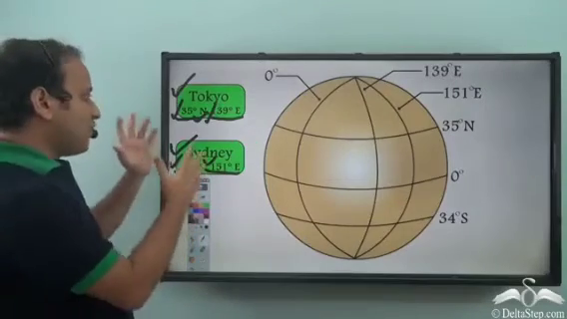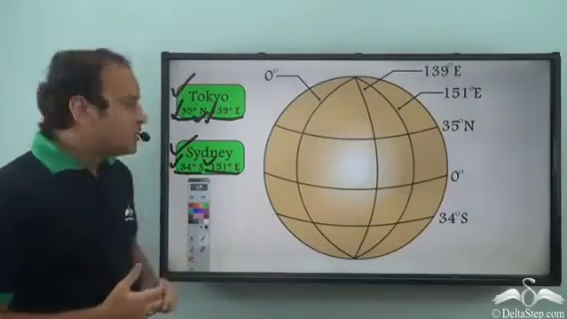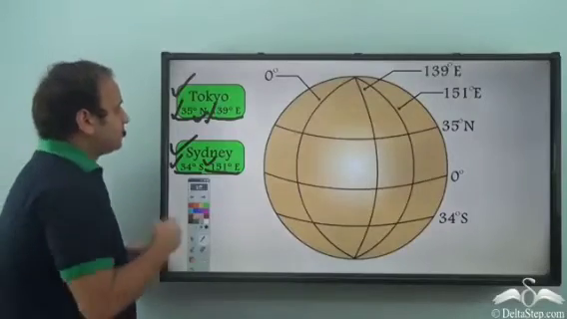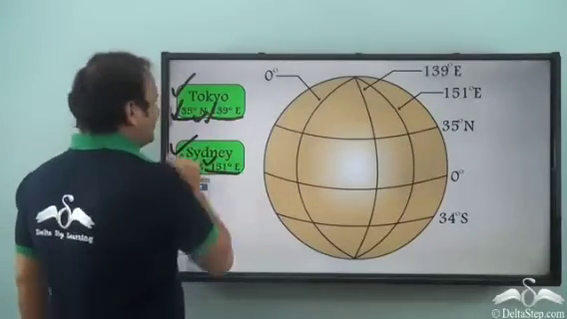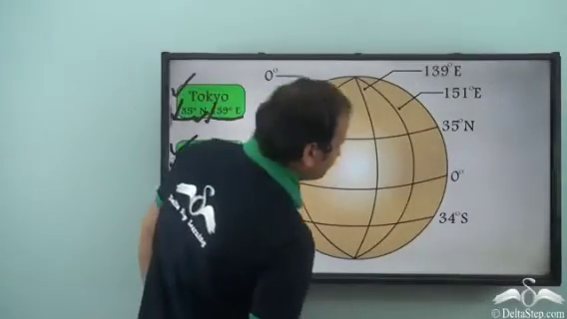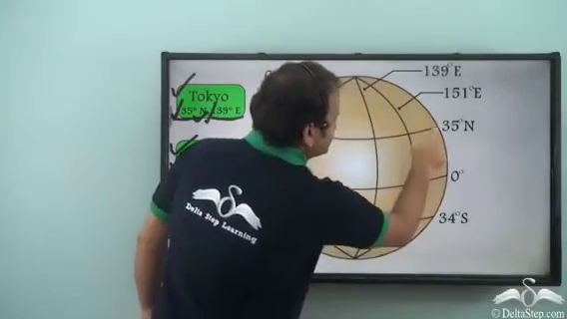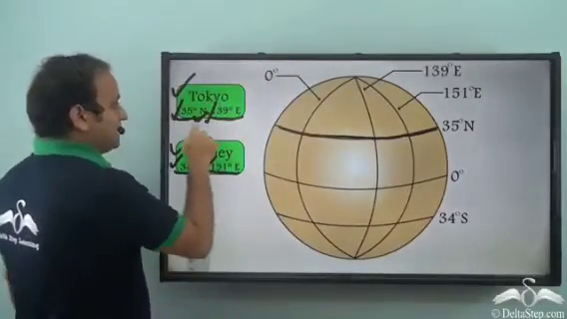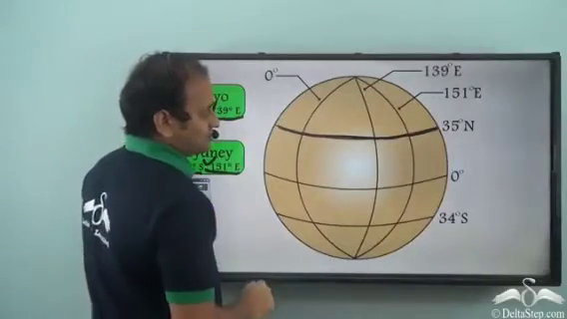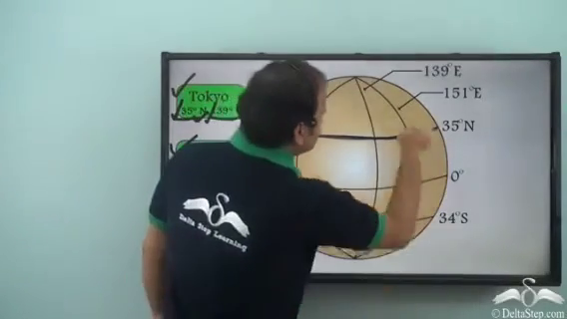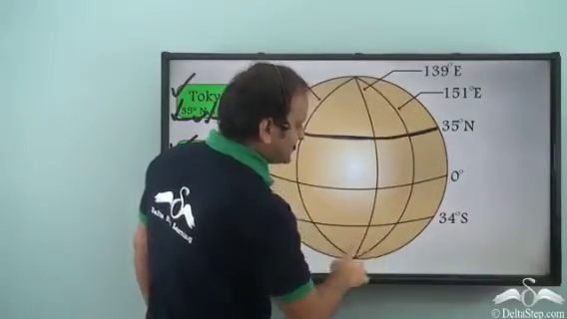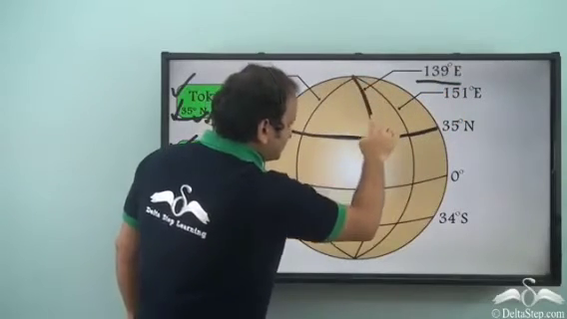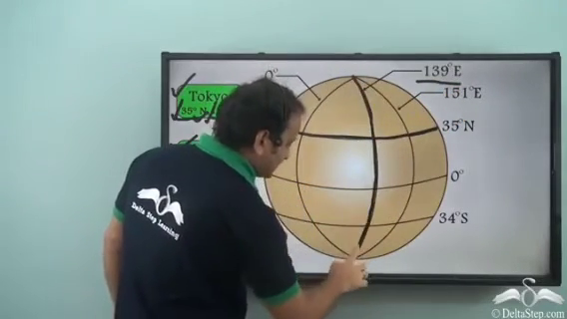So now that we know what longitudes and latitudes are, let's locate them on planet Earth. So let's see. This is 35° north. So let's see the line for 35° north. This is the line for 35° north. Now we have 139° east. So let's see the longitude. Longitudes will be like this, and this is the 139° east longitude. So this is the line, it goes like this.